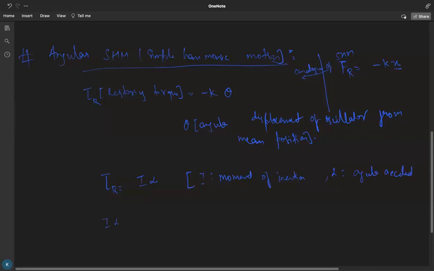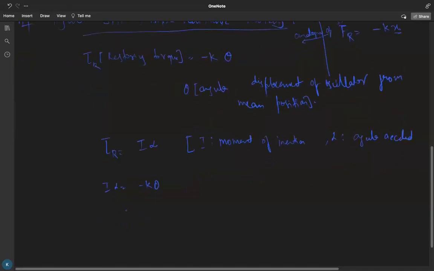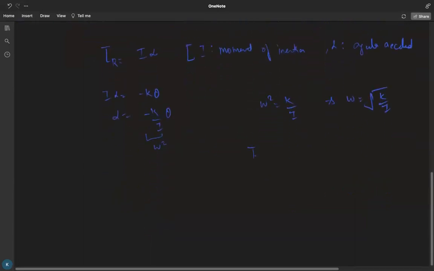So here we can write I alpha is equal to minus k theta. In SHM we get the relation between acceleration and x; similarly here we have to find the equation between angular acceleration and angular displacement. So alpha is minus k by I into theta, and this is our omega square term. Omega square is k by I, which implies omega is root under k by I, so our time period is 2 pi root under I by k.